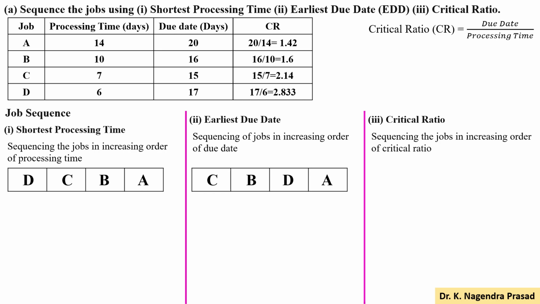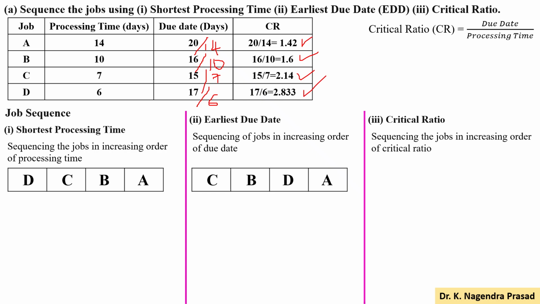For job A, critical ratio is the due date divided by processing time, that is 20 divided by 14, which is equal to 1.42. Next for job B, due date is 16 and processing time is 10. So 16 by 10, which is equal to 1.6. Next for job C, 15 divided by 7, which is equal to 2.14. Next for job D, due date is 17 and processing time is 6. So 17 by 6, which is equal to 2.833.